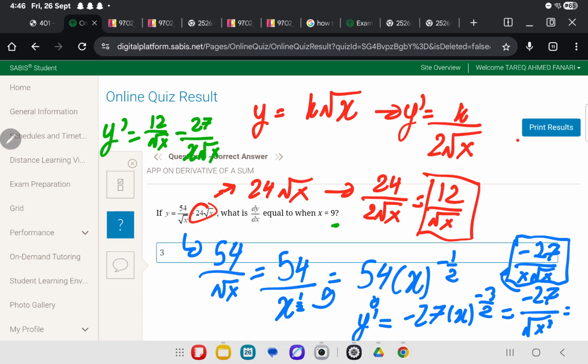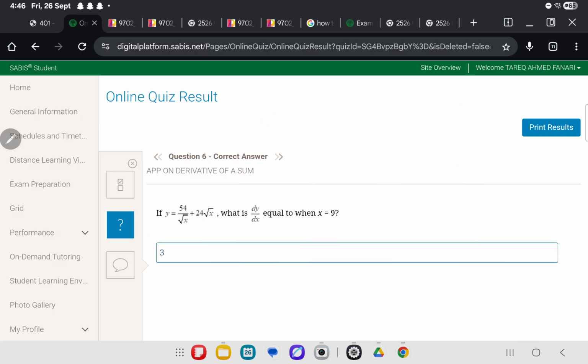Okay, so now they want y prime, dy by dx means y prime, which also means f prime of x, same exact thing, when x is equal to 9. So I'm going to substitute 9 in my y prime. So I have 12 over radical 9 minus 27 over 9 radical 9, which gives me 3, and 3 is my answer. That's correct. Moving on to question 7.